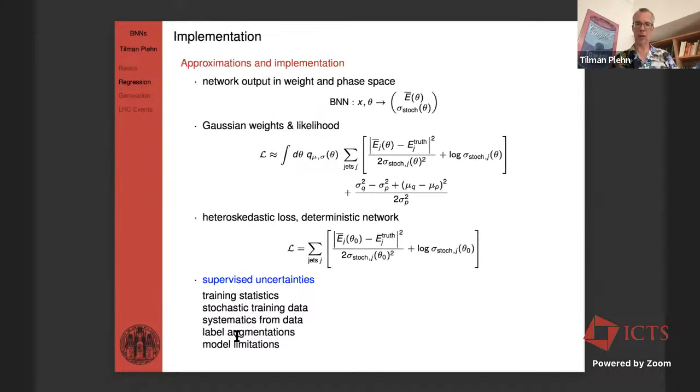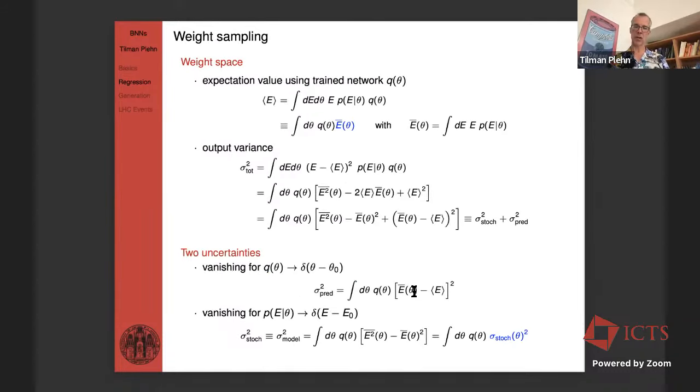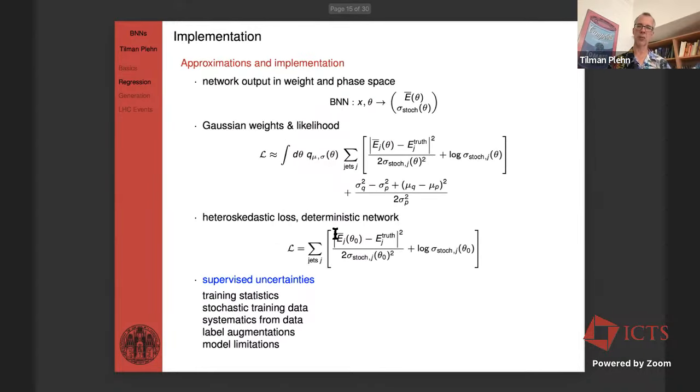Okay, so now, if you think about these two, one of them, predictive uncertainty, you need to extract a sample over theta to actually get it. The first one here is a well-defined function of theta. So what you do is in your network, you learn the systematic uncertainty of theta, and then the first one you get from sampling. So your network now predicts in terms of x and theta actually two functions, the expectation value E bar of theta, and sigma stochastic of theta. All right? And now you can write your likelihood again, and this is just the final form here.